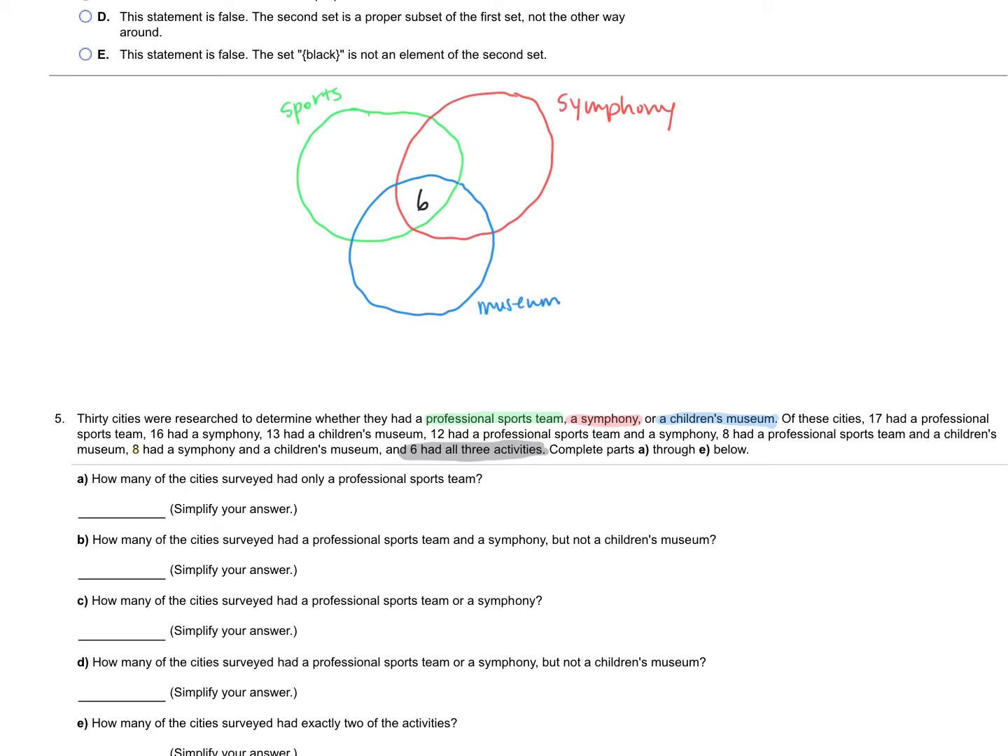All right, next I have the doubles. That's what you want to look at next. So 8 had a symphony and a children's museum. So a symphony and a children's museum, that's going to be the intersection of the blue and the red. So this whole part right here that I just highlighted in yellow is going to be a total of 8. Do you see that we already have 6 in the middle? So we already have 6 right here. So that is going to only leave 2 to go right here because that total has to add up to 8. So if you know the total is 8 and 6 is in the middle, then 2 would be what's left over for that part.